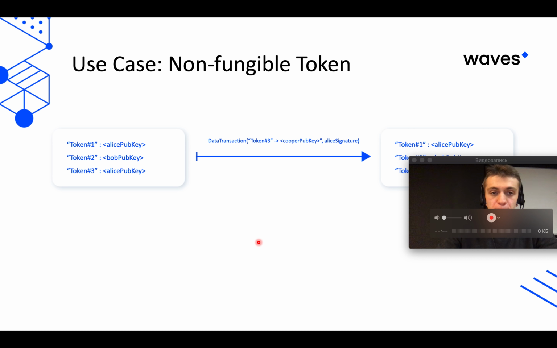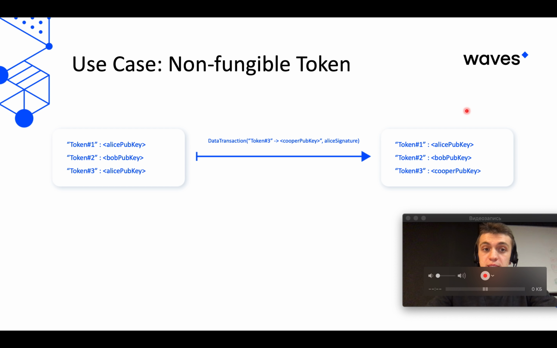Okay, let's make it better. Smart accounts allow us to change the behavior of that storage, let's call it so, of non-fungible tokens. For example, we can write a smart contract which verifies that only the owner of this token can transfer this token to somebody. By transfer, I mean that in a data transaction we will change the value by that key.